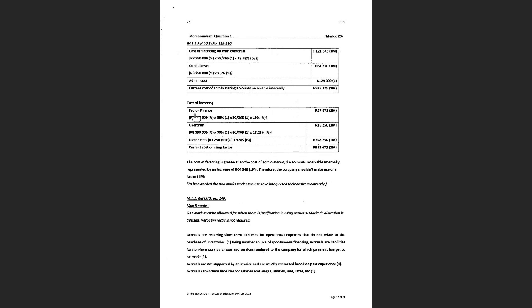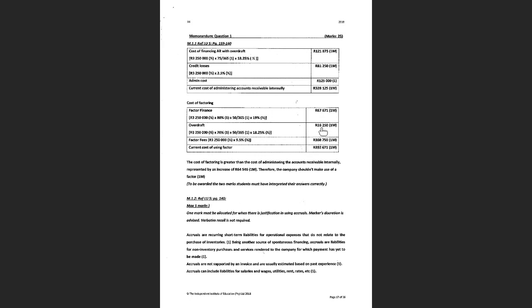So that's going to be the amount, 80% of my annual sales, and then 50 days worth of that annual amount will then be the amount that the 19% will add to. So my factor financing is only going to be 67,671, which is way less than the 121.